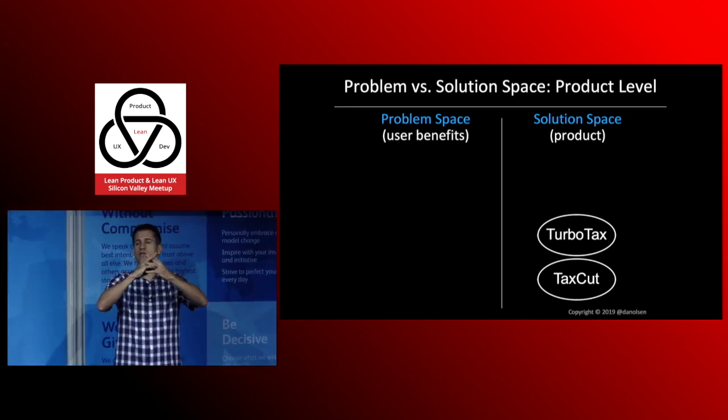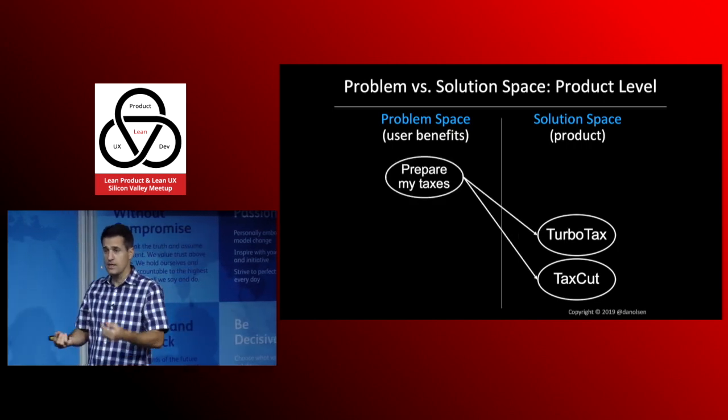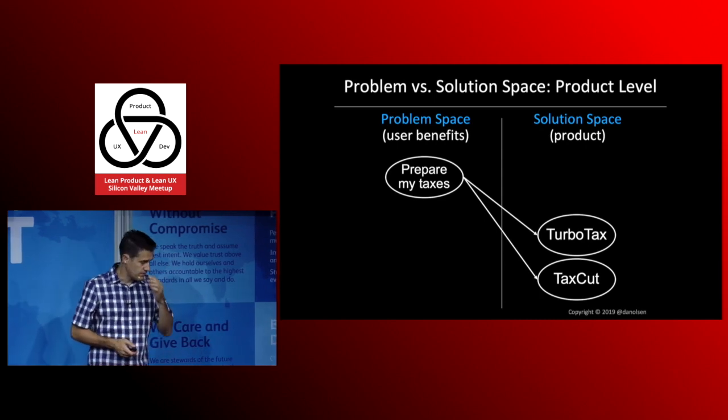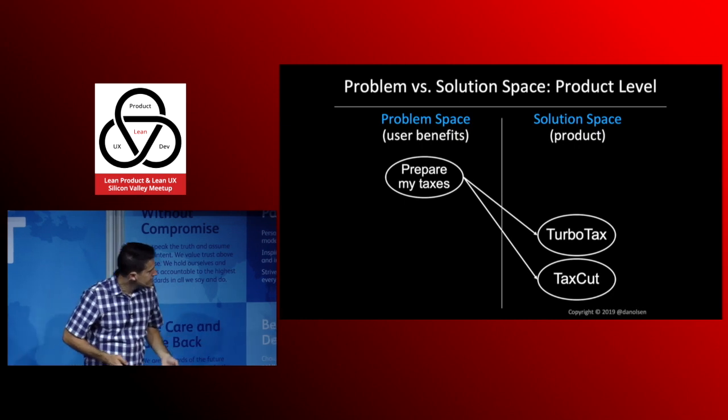If we wanted to say, well, what's the overall onion? It would probably be something like, it helps me prepare my taxes, helps me do my taxes. We definitely want to peel the onion and get down to the layer that you all were talking about there, right?